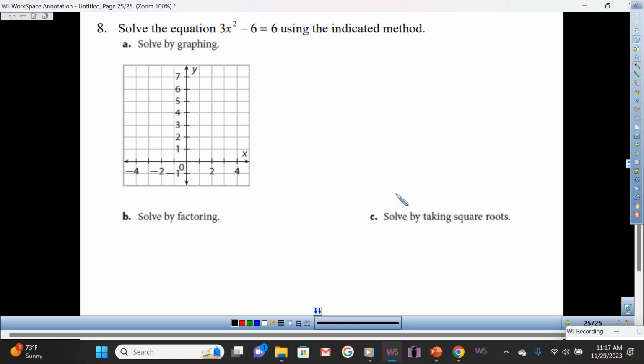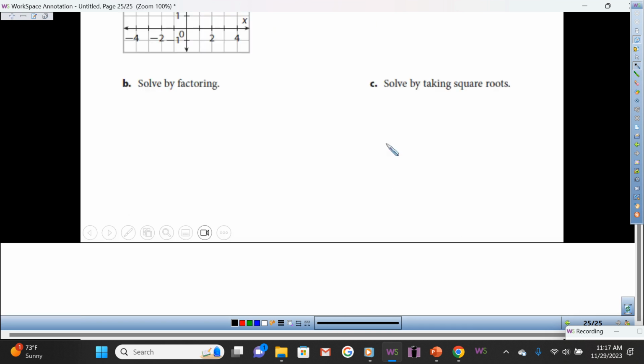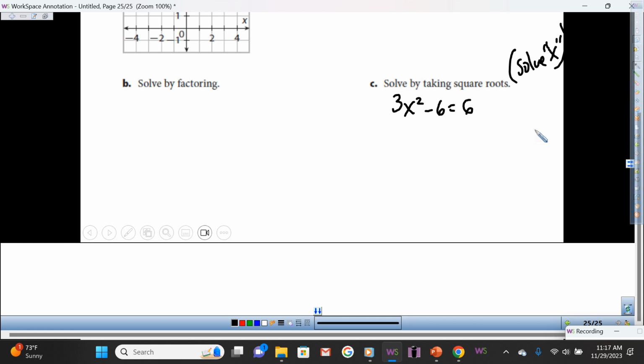So I want you to write the equation right here. We're going to do that one together. 3x squared minus 6 equals 6. Was it equal to 6? Yeah. All right. So, by square roots means that I need to solve for x or leave x by itself. So, line down the equal sign. So if I need to leave x by itself, what do I do first, Jaden? That is correct. Add 6 to both sides. We have 3x squared equals 12.